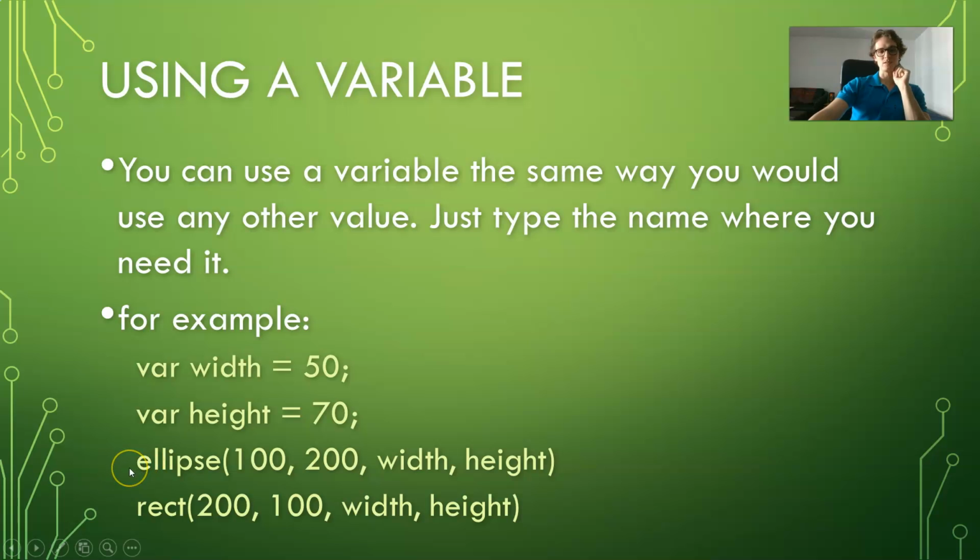And these pieces of code are going to be the same as, so for instance, ellipse 100, 200, width, which equals 50, and height, which equals 70, right? So using those variables, we're actually using the value that those variables equal. Okay, and same for rectangle. Width is equal to 50, and height is equal to 70.